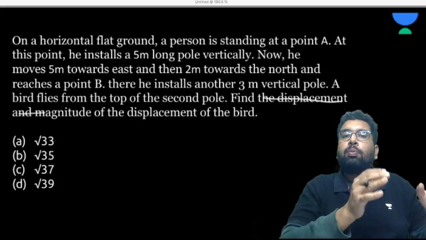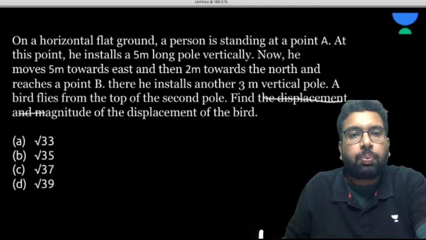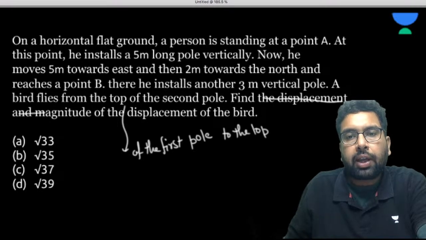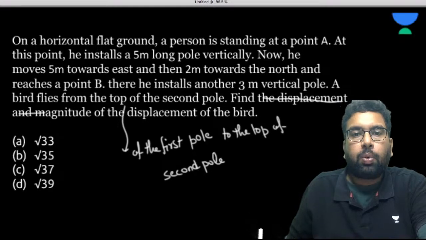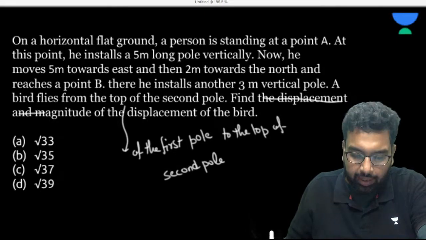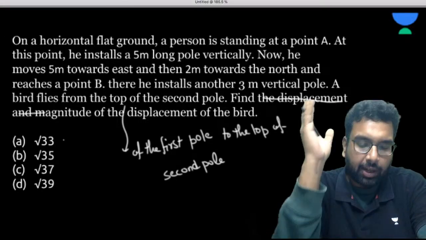A bird flies from the top of the first pole to the top of the second pole. Find the magnitude of displacement of the bird. Okay, first pole to second pole. Right now, please do it.